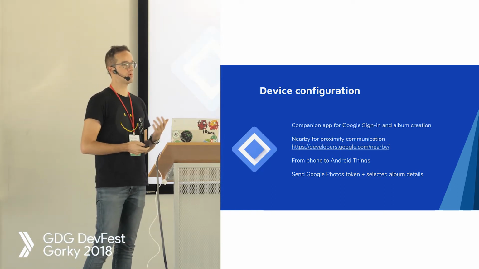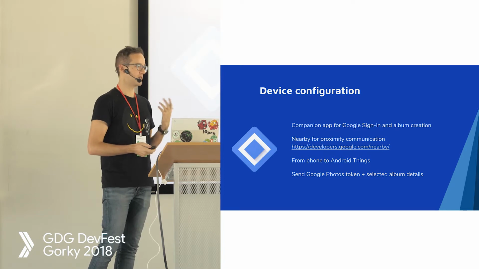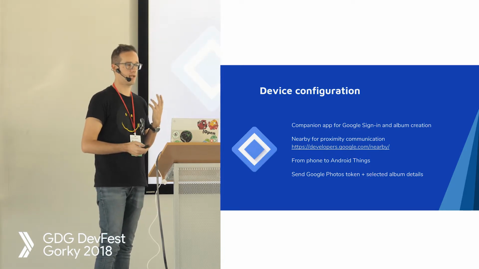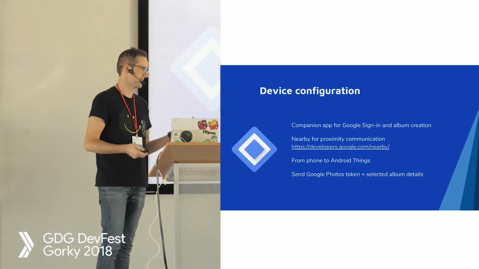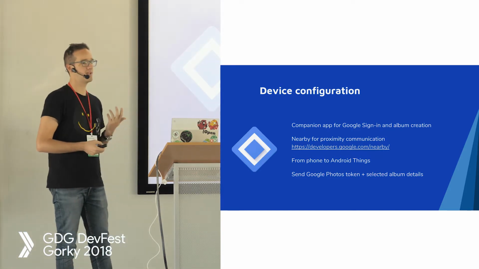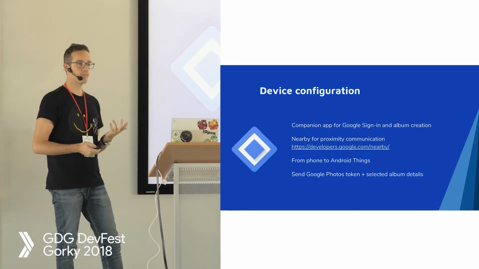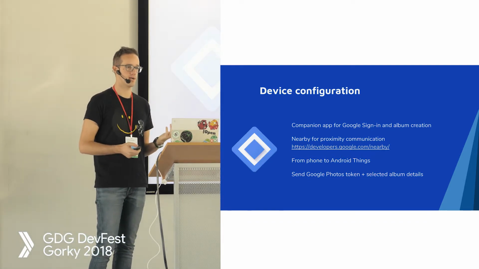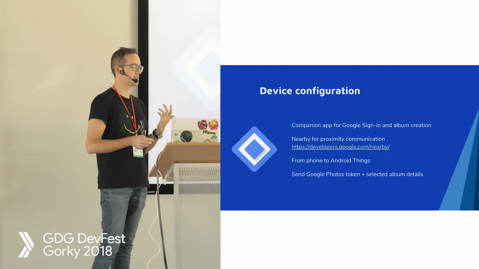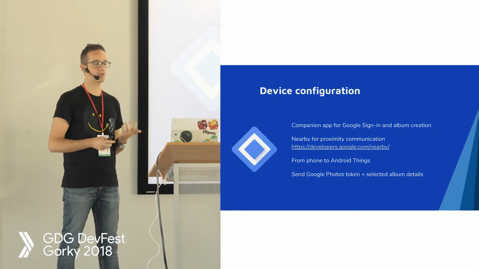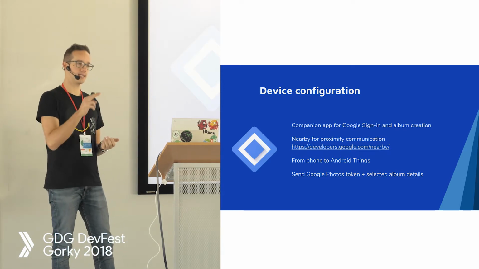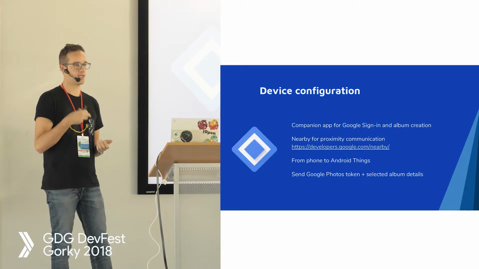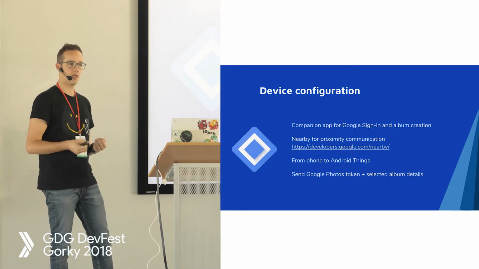This companion app was a mobile phone app, which allows the user, which was us in this case, to sign in to our Google account, get an access token for the required scopes for picture uploading, and send this token plus other configuration to the device.